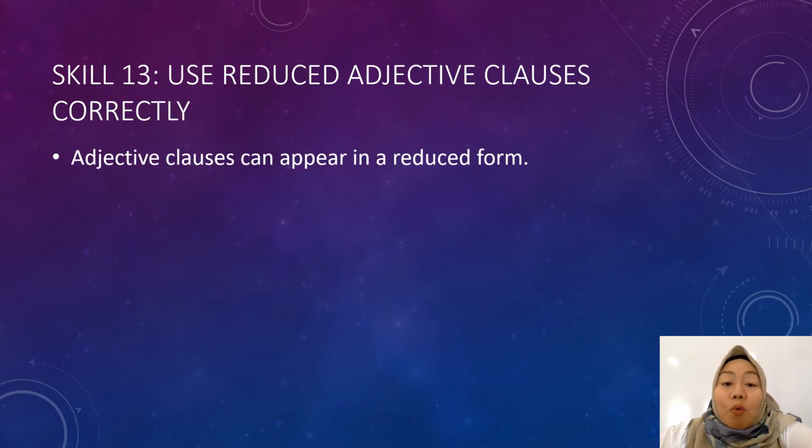First things first, what is an adjective clause, guys? Nice. An adjective clause is a clause which plays the role of an adjective in a sentence. What you should remember is that adjective clauses can appear in a reduced form. So the key point is that you have to remember that adjective clauses can appear in a reduced form.